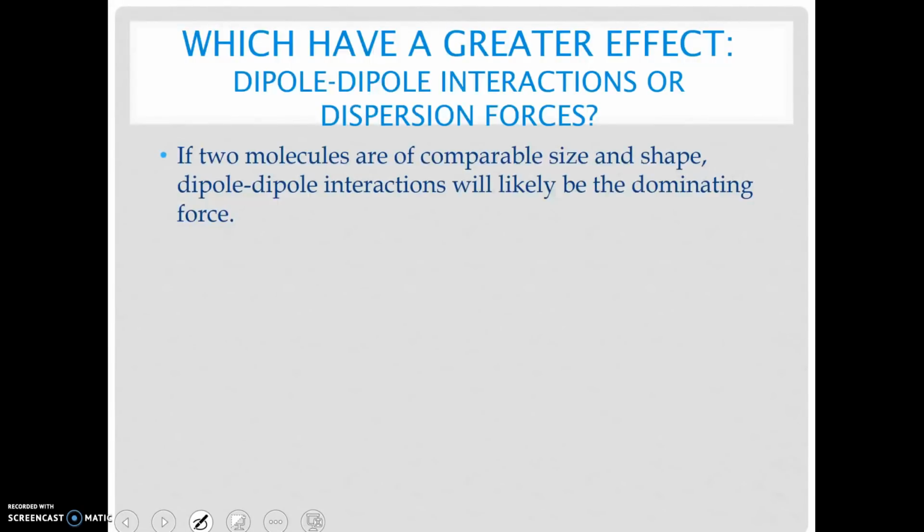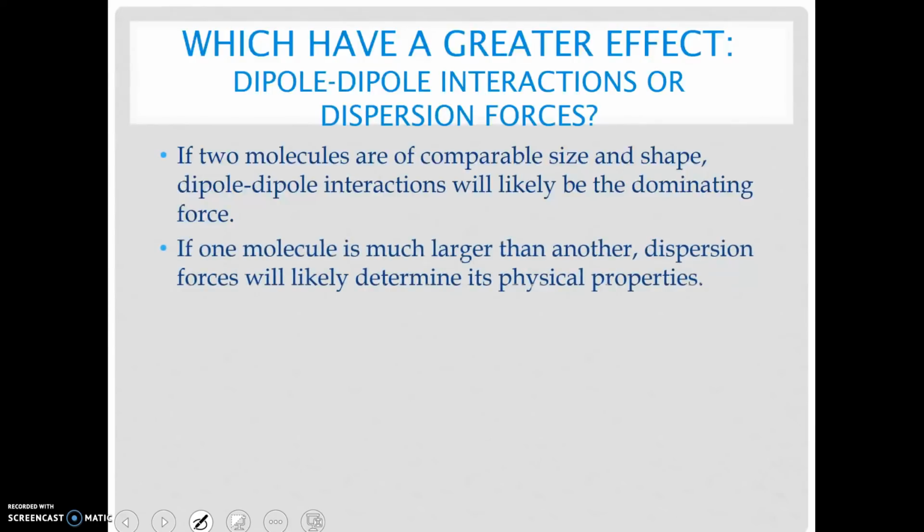Now, if two molecules have the same size and shape, or they're similar, then your dipole-dipole interactions are going to be the dominating force. If one molecule is much larger than another, then the dispersion forces are going to determine its physical properties. So basically, if you're dealing with, let's say, HCl versus HF, they're similar in size, and HF is going to have your hydrogen bonds.